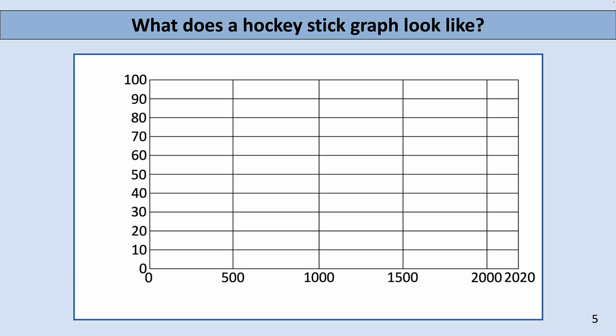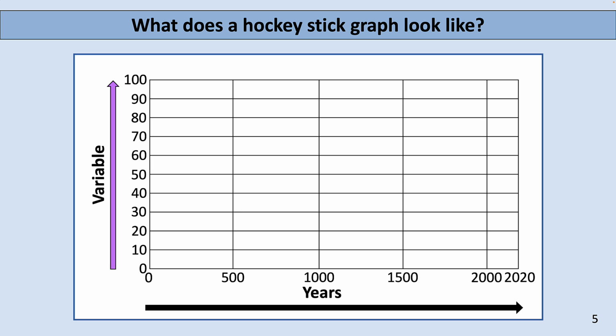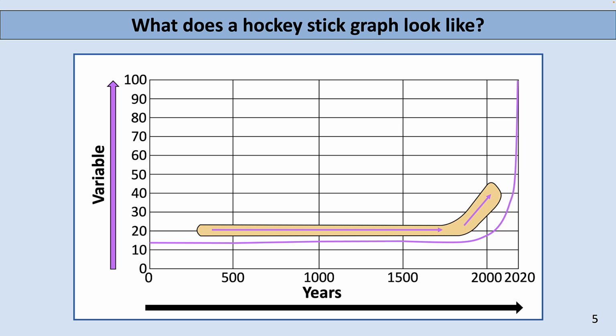What does a hockey stick graph look like? The vertical axis measures the growth of some variable, that is, something that grows. The horizontal axis measures the elapsed time over which the growth takes place. Here's a hockey stick graph. The growth of the variable remains flat for a long time. Then the graph accelerates rapidly over a short period of time. The graph looks similar to a hockey stick.